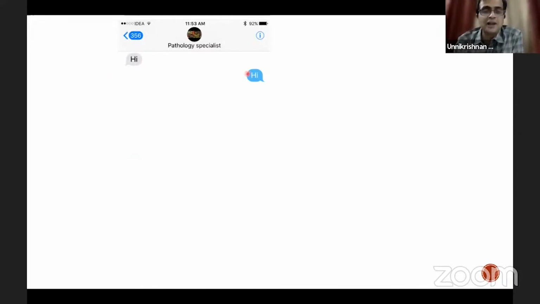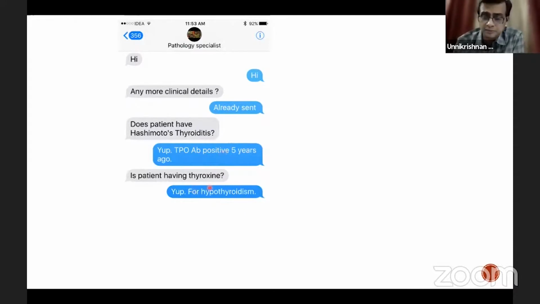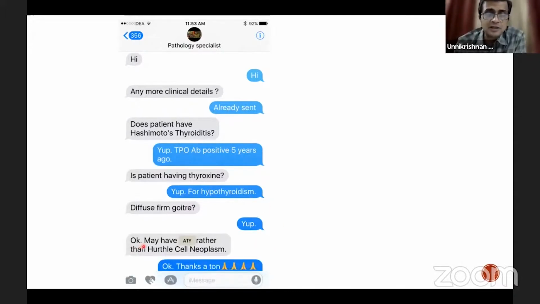The clinician says hi. The pathologist asks, are there any more clinical details? The clinician said, already sent, thyroid swelling, so many years. Does the patient have Hashimoto's thyroiditis? Yep. TPO antibody positive 5 years ago. So there is Hashimoto's thyroiditis. Is the patient taking thyroxine? Yes, for hypothyroidism. Is there a diffuse firm goiter? Yes. So therefore, the pathologist says, okay, may have atypia of unknown significance rather than Hürthle cell neoplasm.